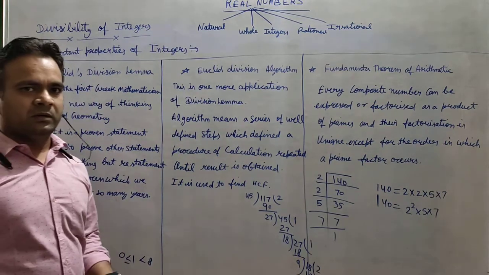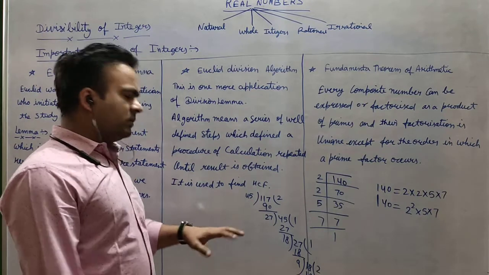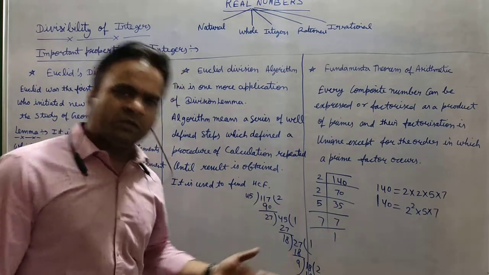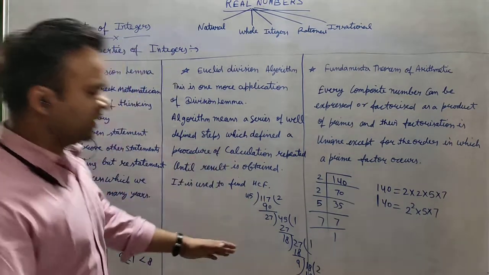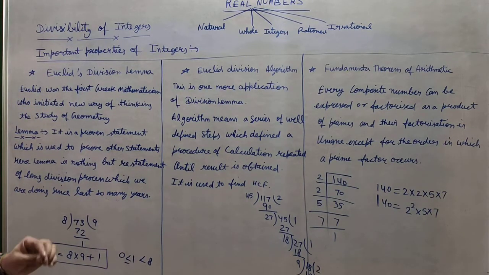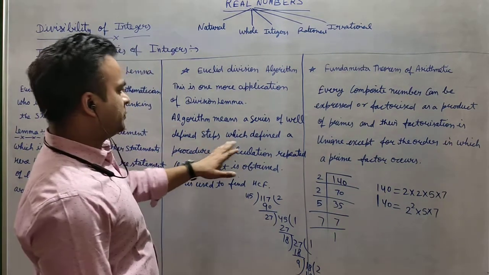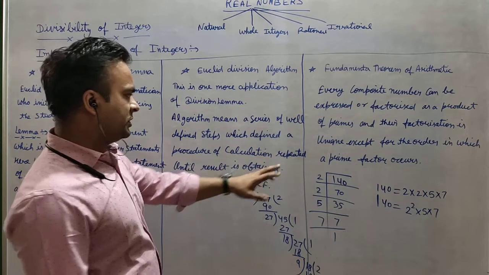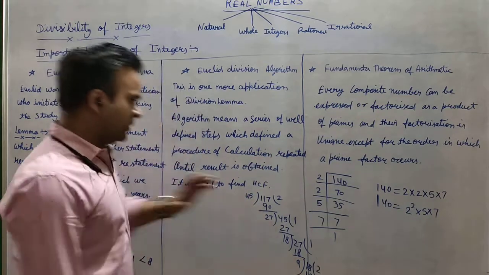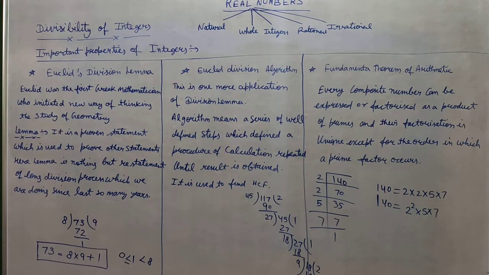One more way. We already know that in 6th, 7th class we have used a different way. So this is the second way, and I think it's the best way to find the HCF of bigger numbers also. Now, an algorithm means a series of well-defined steps which define a procedure of calculation repeated, until the result is obtained.